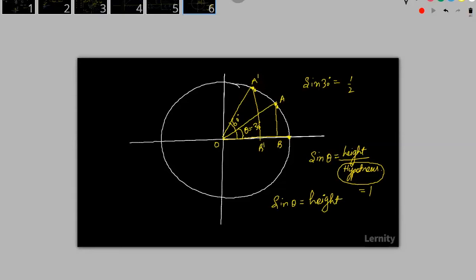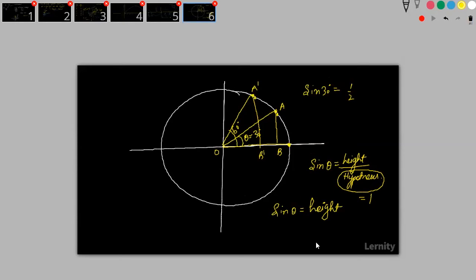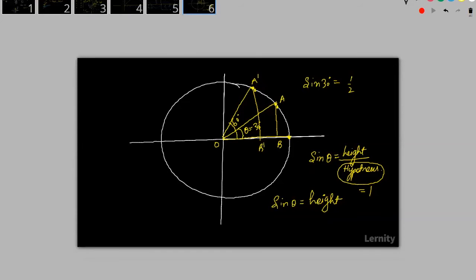Sine of theta will be equal to the height. Now see, when I am moving from here to here, here the height is 0. What is the angle? Here the height is 0, so the angle is 0.